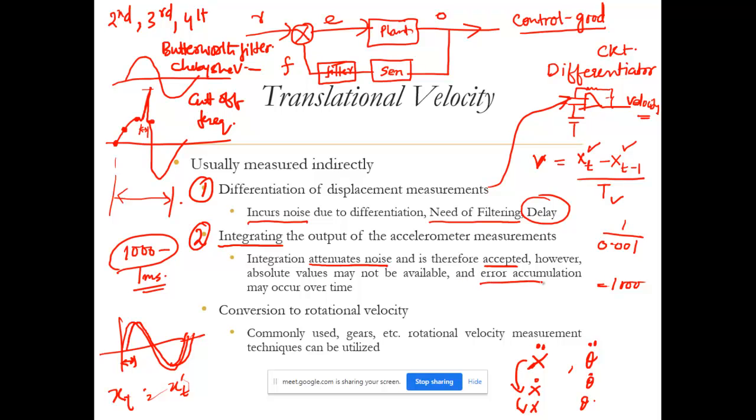And there is something called error accumulation because of the process of integration that may also occur with time. Then the third step could be conversion to the rotation velocity. So you can use something like gears, where you use a rack and pinion, where you have a rack which is moving linearly, but you can associate it directly with a gear, where rather than measuring the linear velocity, you can use the rotational velocity in measurement techniques that can finally be correlated to the linear velocity of that object. Okay, so these are some of the methods that we use to estimate the translational velocity.